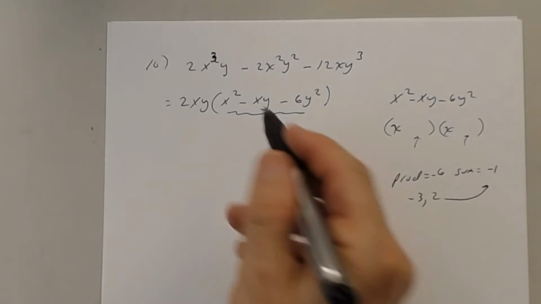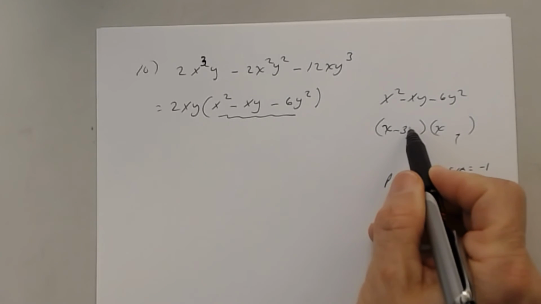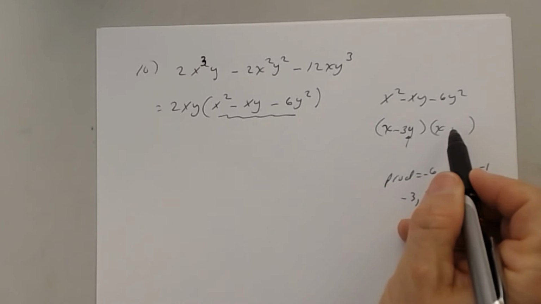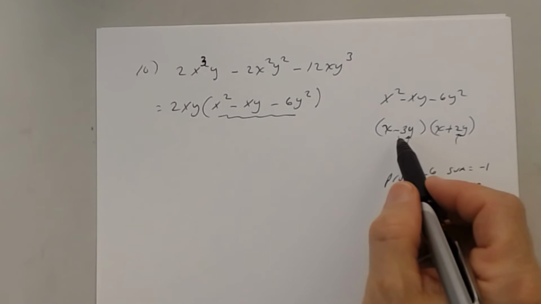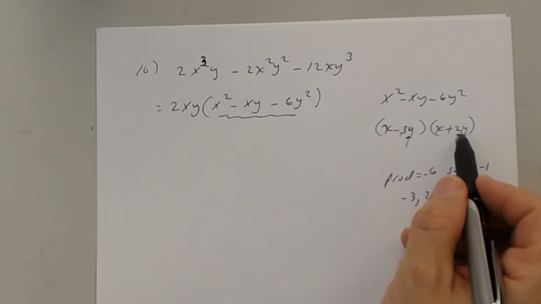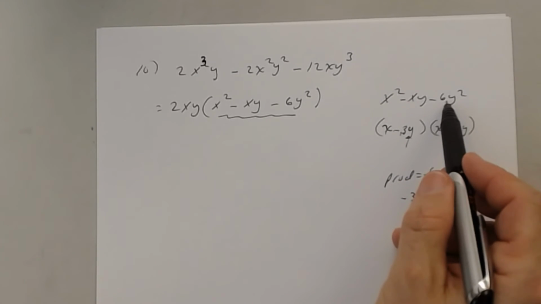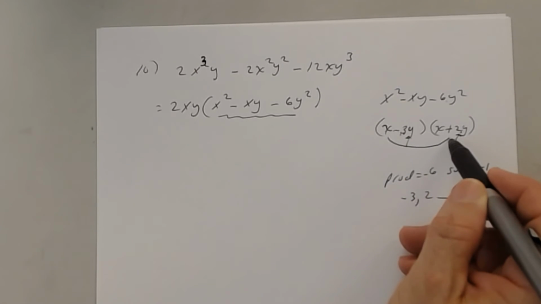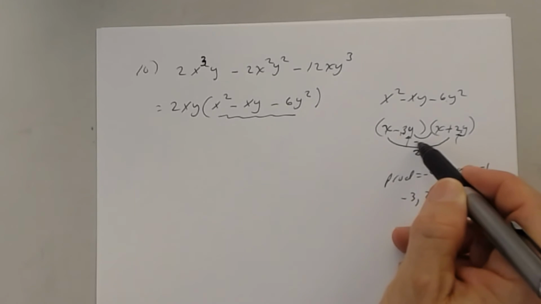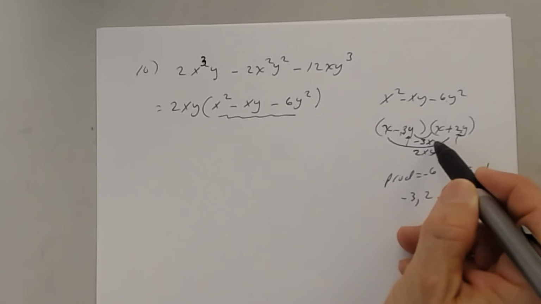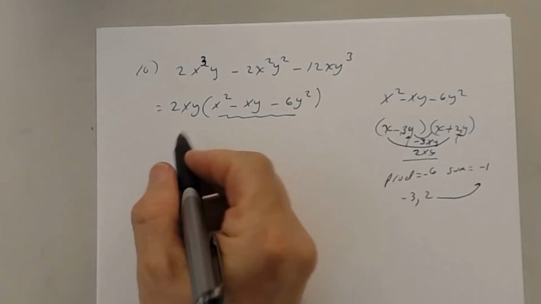All right. Now, so right here though, that's going to be x minus 3 what? Y, and then x what? Plus 2y. Again, check. A -3y times a +2y is what? -6y squared. What's the outer? 2xy. What's the inner? -3xy. When I add them up, do I get a -1xy? Yes. So what's the answer?